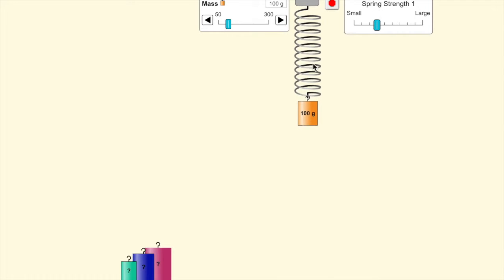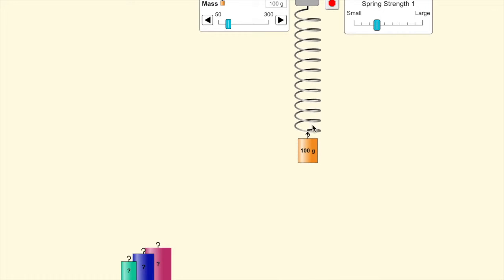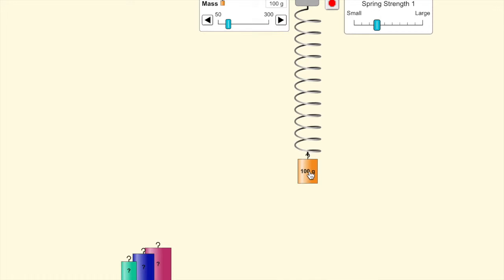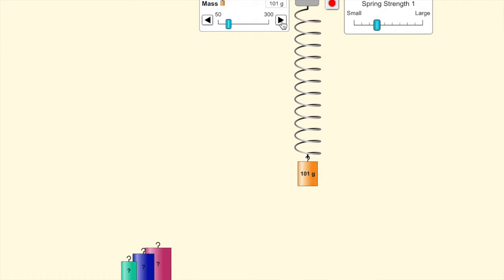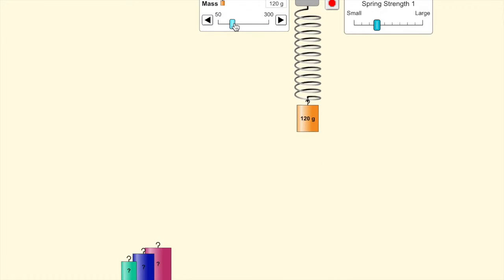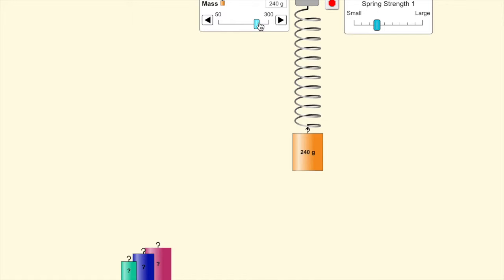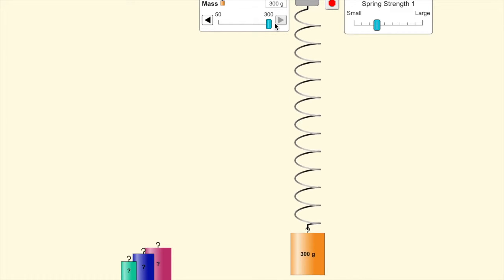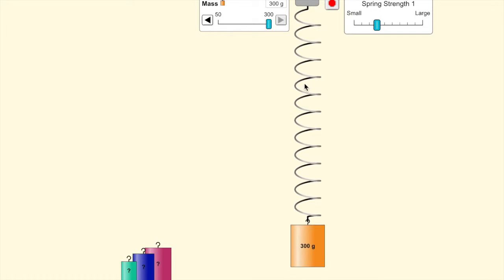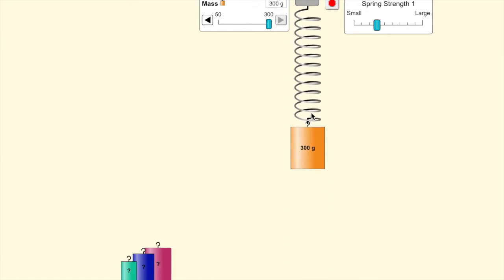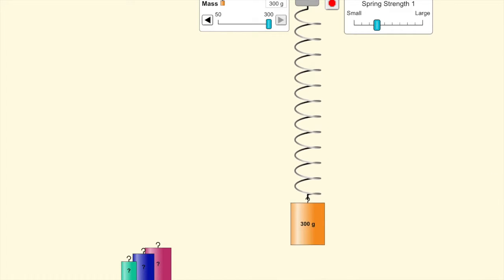So the spring recoils, and then it goes back out and then recoils again, and it just repeats this over and over. Now, if we increase the weight to the max, which is 300, the spring pulls out a lot more, and when it coils back in, it's a lot tighter, as we can see.